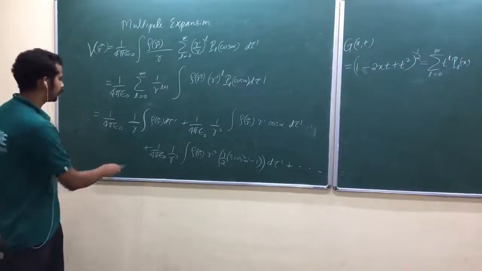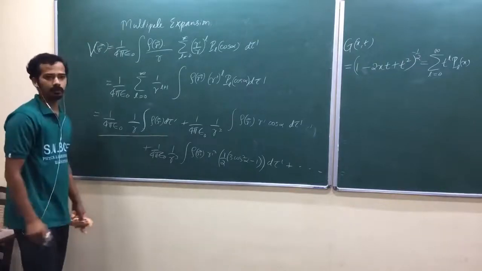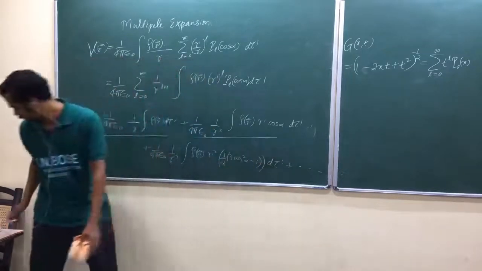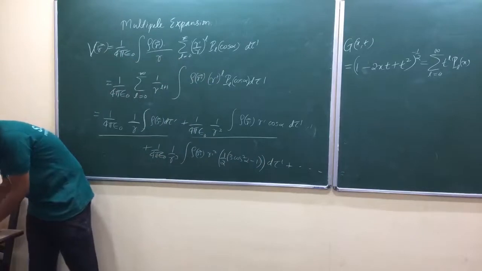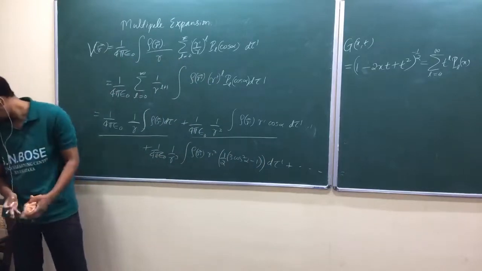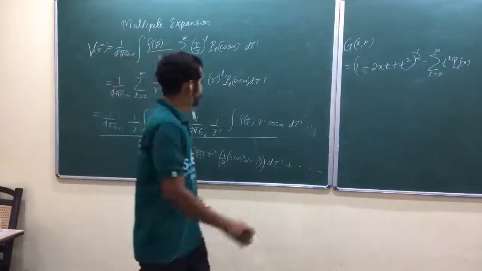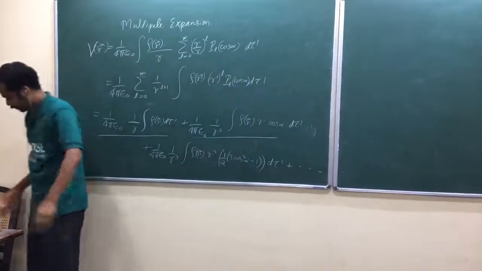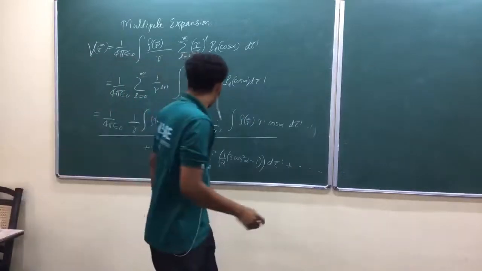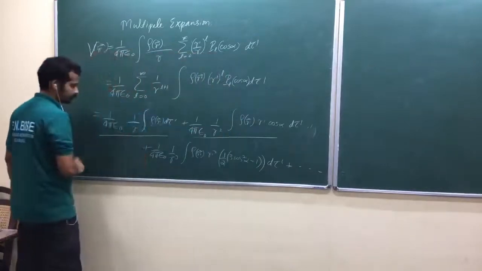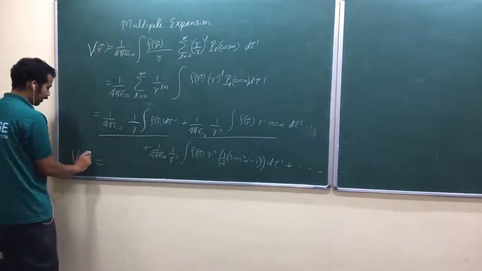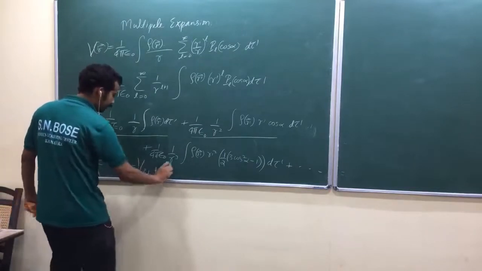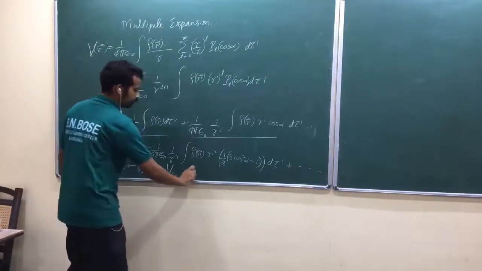We call this one the potential contribution due to monopole. We call this one the potential contribution due to dipole. Let me just rewrite this one. Wait a second. So we call this one V mono. The whole potential V of R, I am going to write V mono plus V dipole plus V quadrupole and so on.